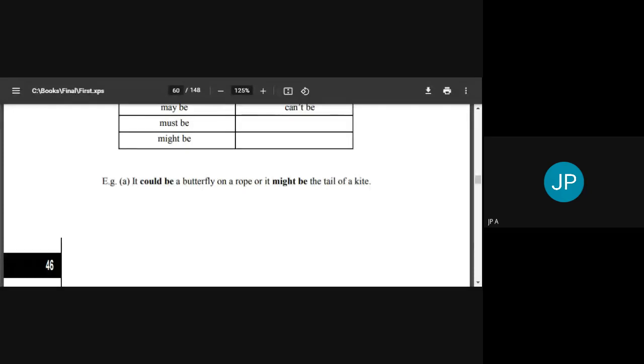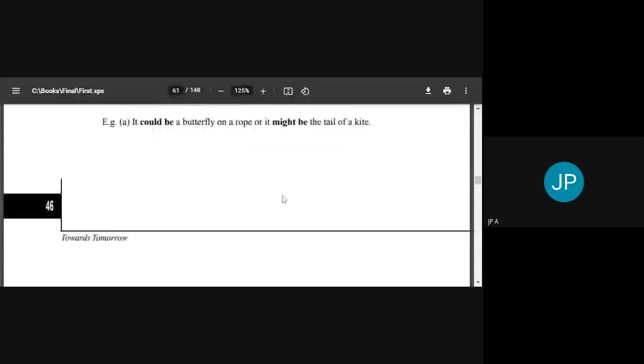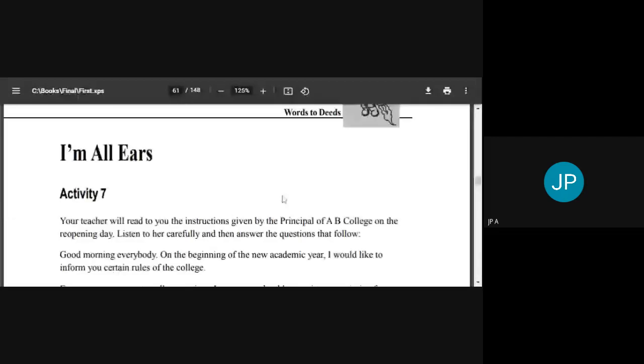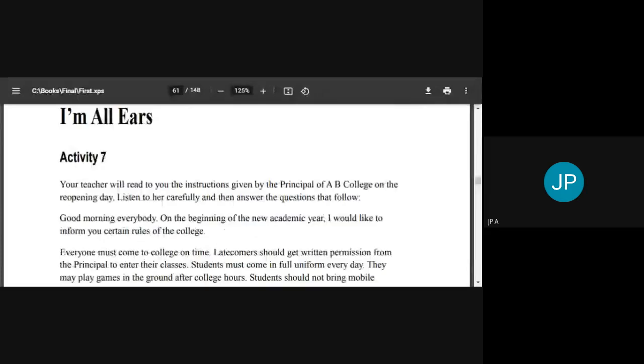Okay. So the next is a listening activity. Let us move on to a listening activity. I am all ears. You will find I am all ears sections everywhere. It is all listening activity.